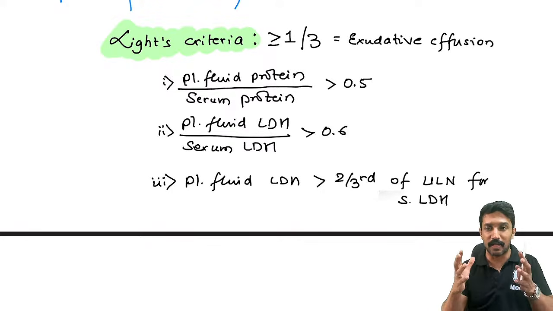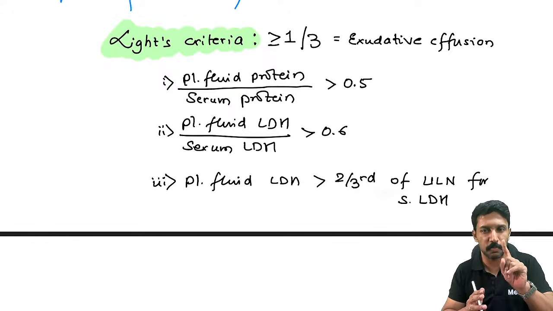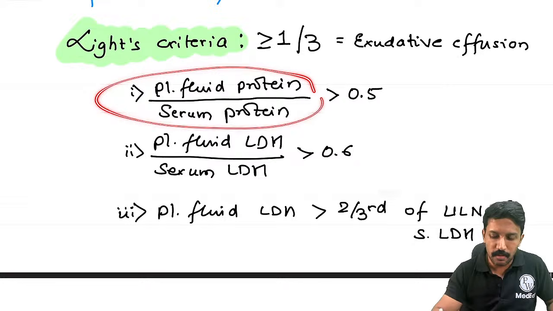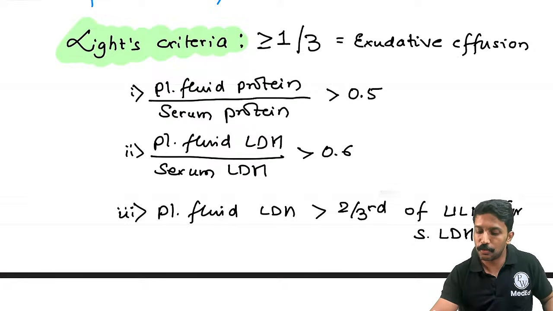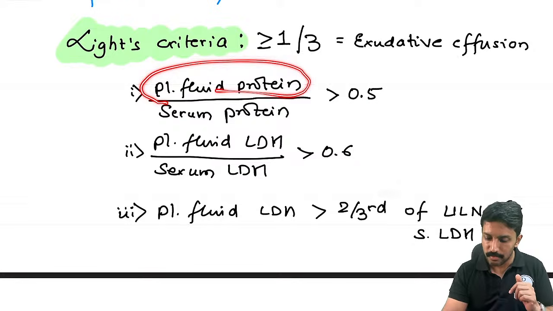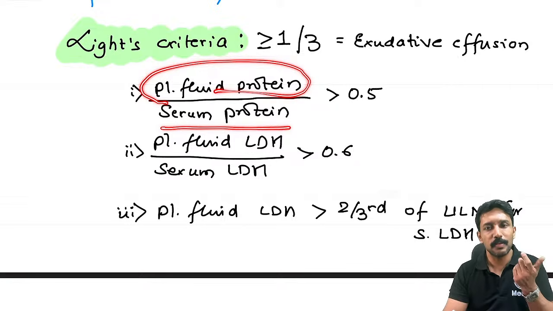Don't say, "Sir, this is a maths question, it takes time." No, you should spend only 10 seconds. Now what is the meaning of this ratio? When will the ratio become more than 0.5? If the pleural fluid protein is more than half of serum protein.